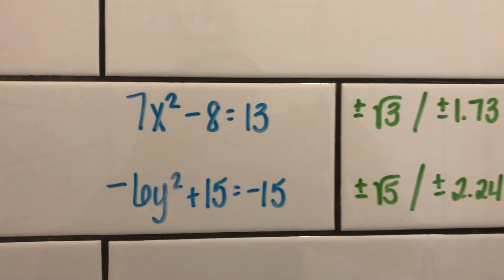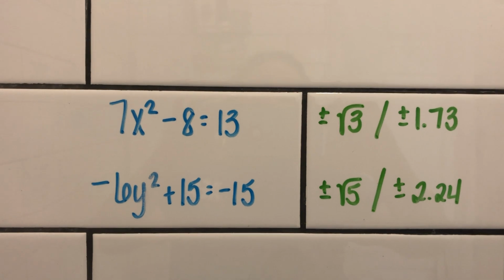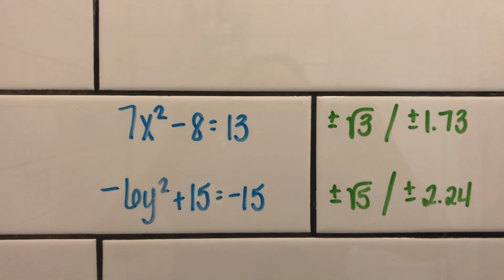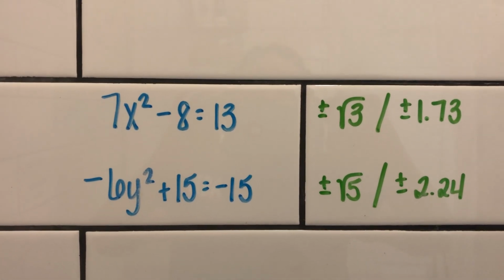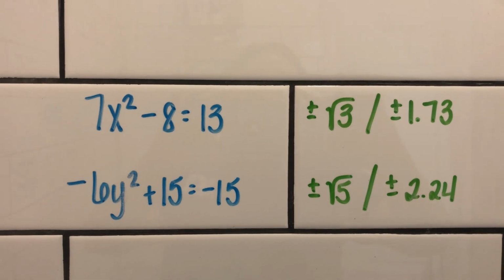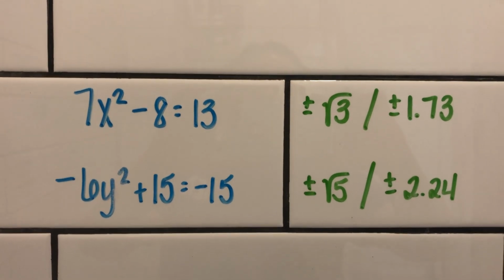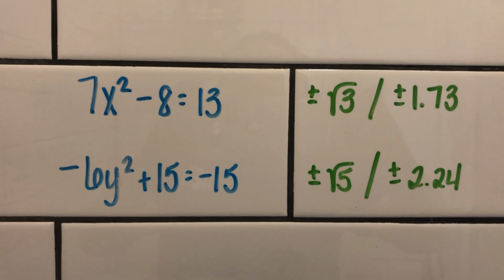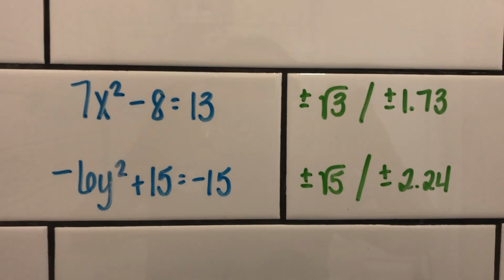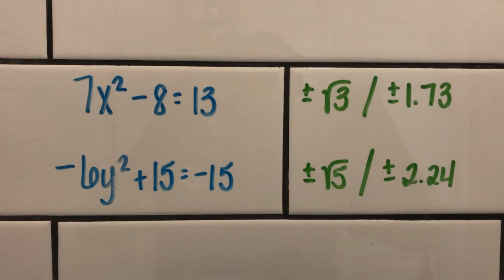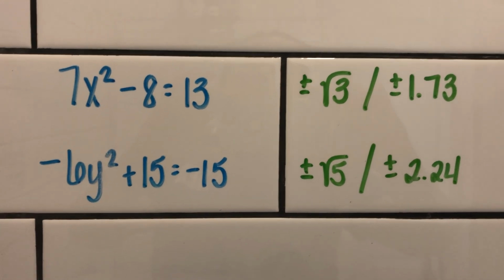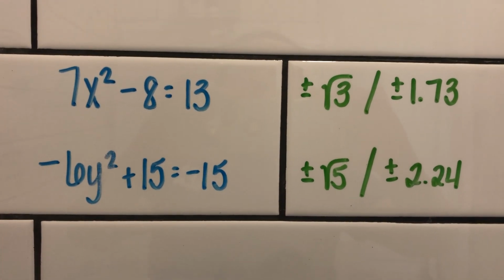So for that top one, in simplified radical form, I have plus or minus root 3. And when you change it into decimal form, you should get plus or minus 1.73. And for the second example, radical form, you should get plus or minus root 5. And for decimal form, you should get plus or minus 2.24.